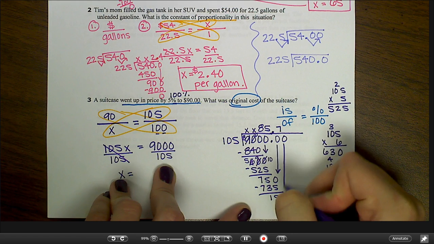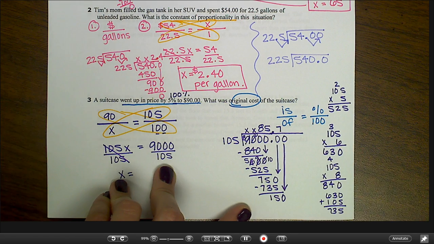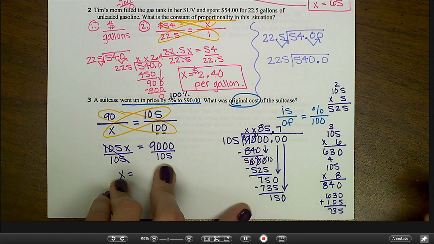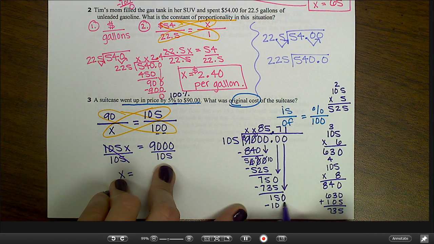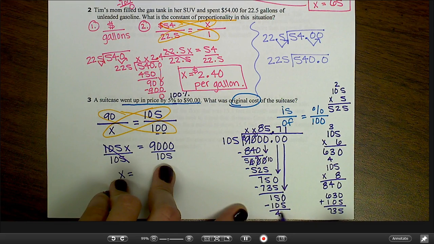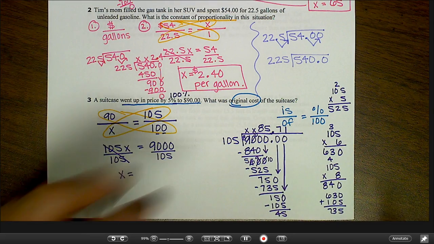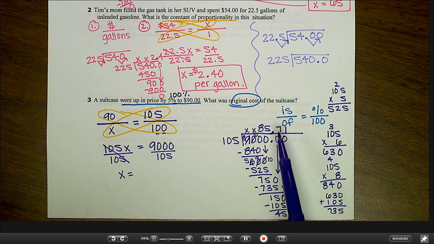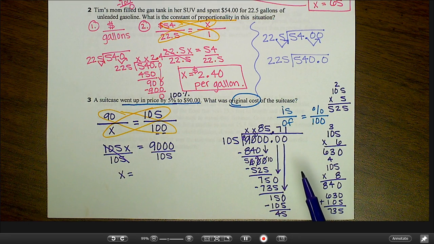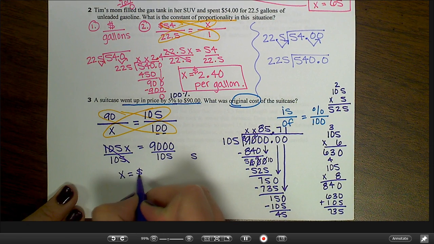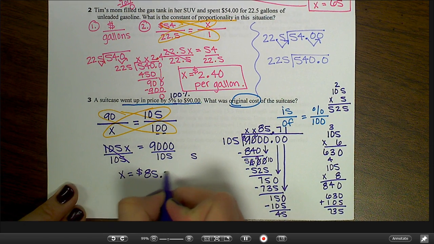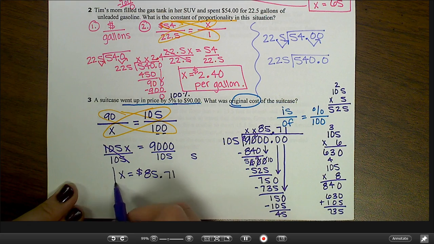Let's add another 0 and bring it down. Well, 105 is only going to go into 150 one time. So I have 45 left over. But I'm looking at money, and it looks like this is going to be $85.71. So I don't need to keep going forever when I have money.